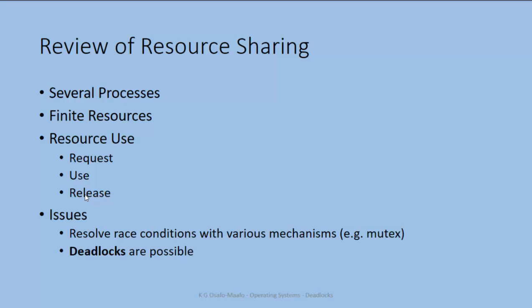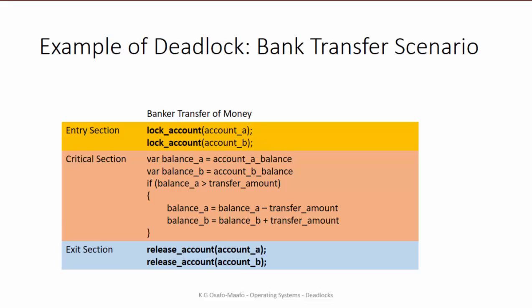Now, some issues that we talked about before is we would be using some type of locking mechanism to try and avoid race conditions. So in previous sections, we talked about race conditions. If you don't know what that is, please look it up. But even though we prevent race conditions by using things like mutex, deadlocks are still possible. So this is an example that I'll be using to help you understand what will be happening with deadlocks.